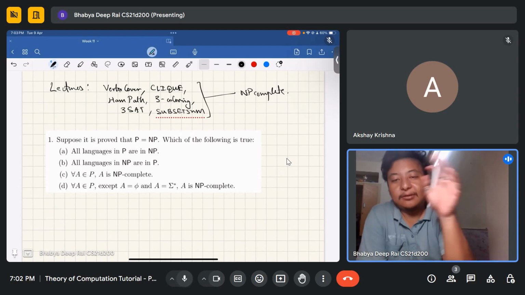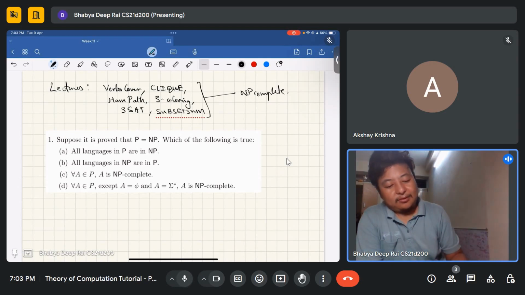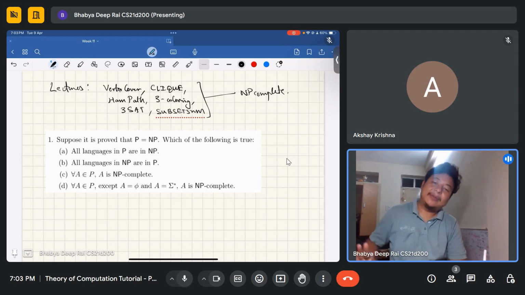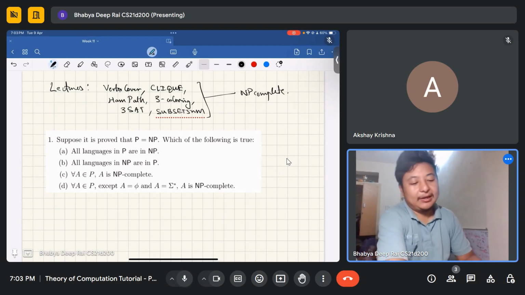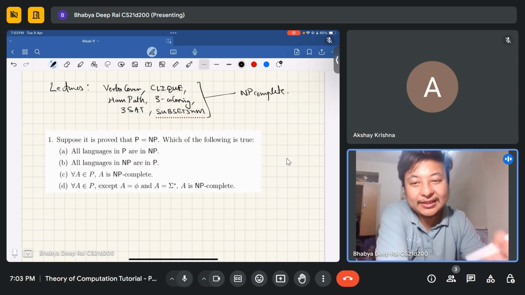No, these are all NP complete. Now we want to answer questions based on them only. So what we observed is that there are actually several NP complete languages. In fact, I think there's a theorem saying that there are infinitely many NP complete languages. But yeah, these are some particularly interesting problems that can be seen to be NP complete.